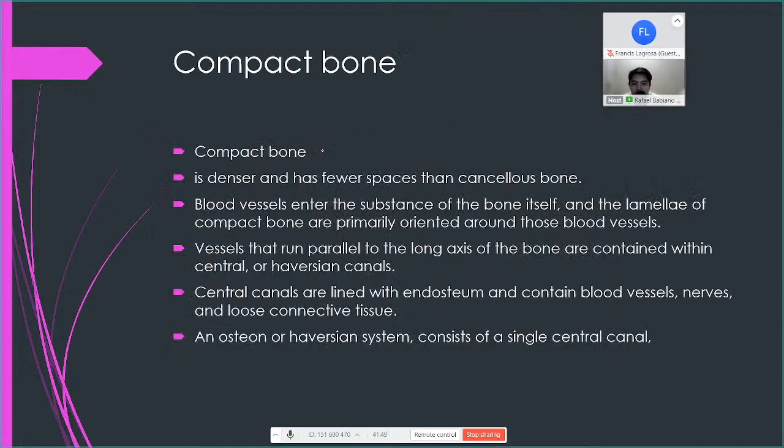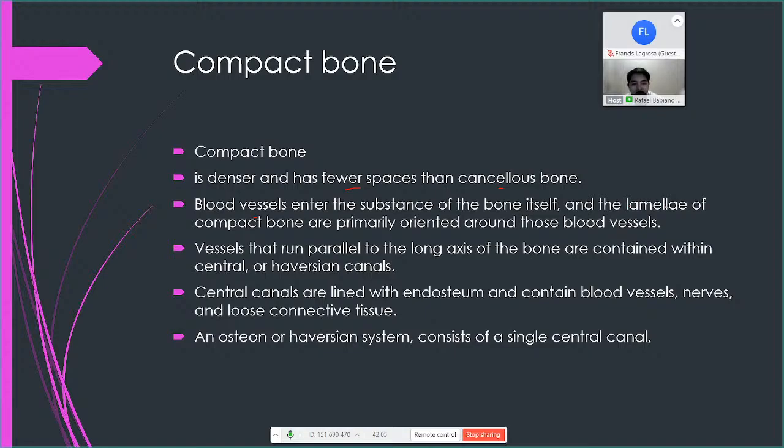Then compact bone, solid. It is denser and has fewer spaces than the cancellous bone. The blood vessels enter the substance of the bone itself. So they don't have a problem with the blood supply because the arteries enter this part of the bone itself.